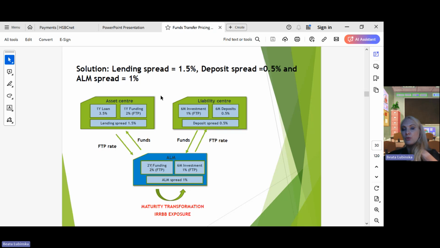Without FTP, we wouldn't be able to see from where this P&L is coming. Because if you don't have FTP, this is not possible. You see only the all-in between 3.5 minus 0.5, so 3%, but you don't know how this 3% is allocated. And here you see that 1.5 plus 0.5 plus 1% is exactly your NIM at the bank level. However, here it is split by spread, so you see exactly what is driving what.